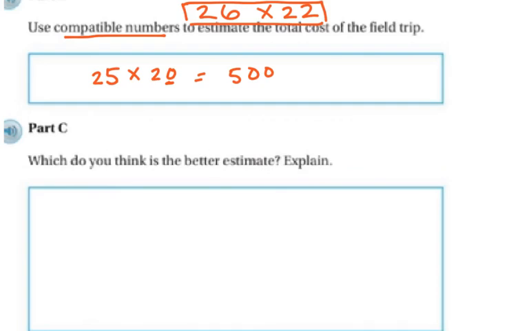Now, what do you think is a better estimate? Do you think 500 is a better estimate, or do you think 600 is a better estimate? Well, I want to solve it to find out.